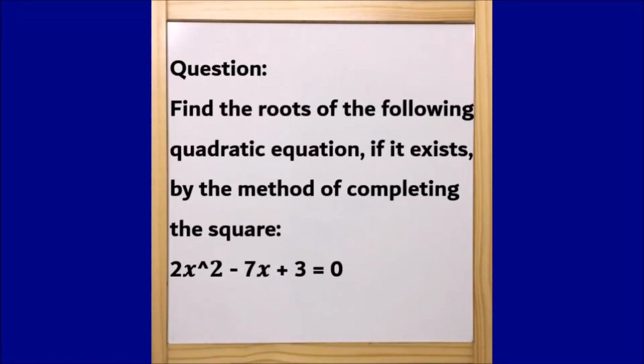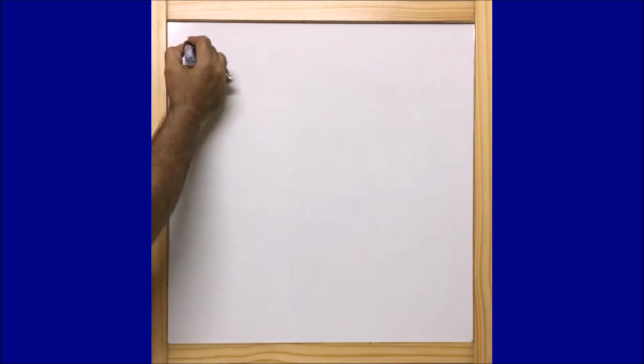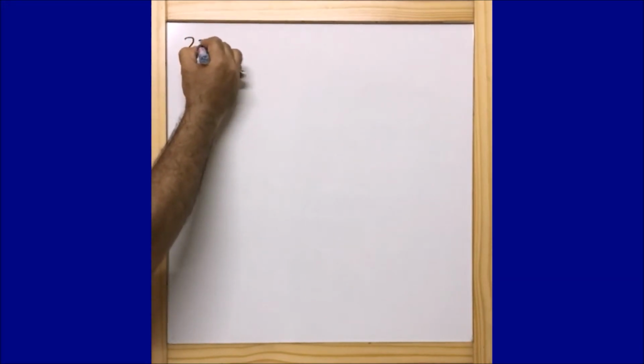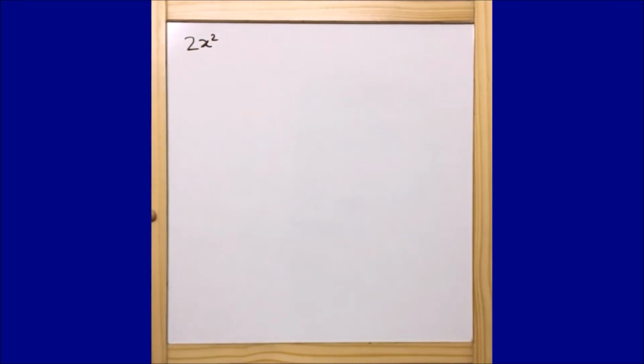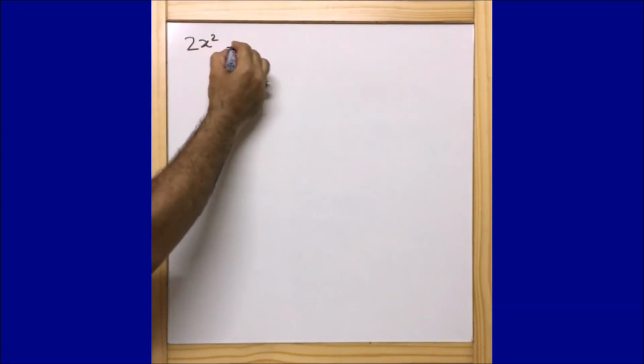Here the given question is, find the roots of the following quadratic equation, if they exist, by the method of completing the square. We need to solve the quadratic equation and find the real roots, if they exist, using the method of completing the square. The given equation is 2x^2 - 7x + 3 = 0. So let me write it down: 2x^2 - 7x + 3 = 0.